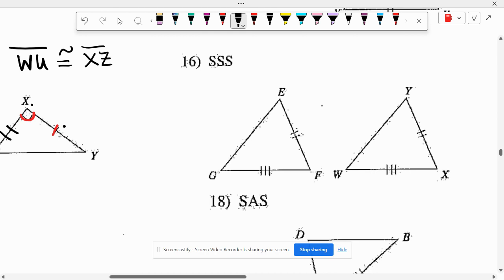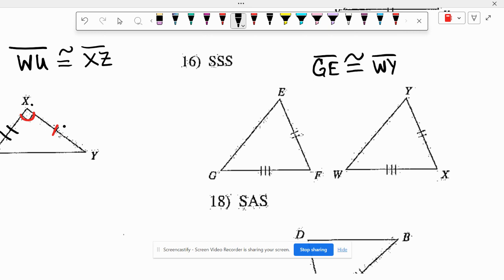What about number 16? Side, side, side. What do you got, Dylan? Oh, Chandler, go ahead. Yeah, GE has to be congruent to side WY. And those are segments. That's why I put that bar over the top of it. Good job.